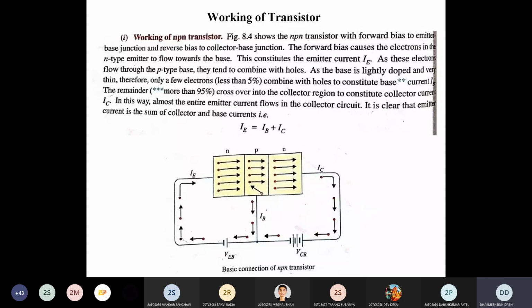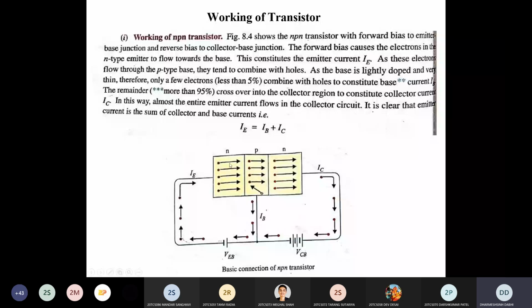Okay, so in the same way you can write the working of the PNP type of transistor. Now, can anyone explain the working of PNP, same like this NPN transistor? Anyone? Explain to me the working of the PNP transistor, same like this.